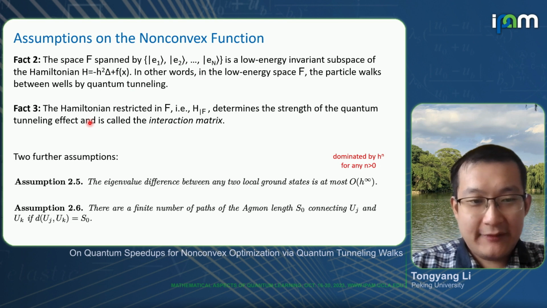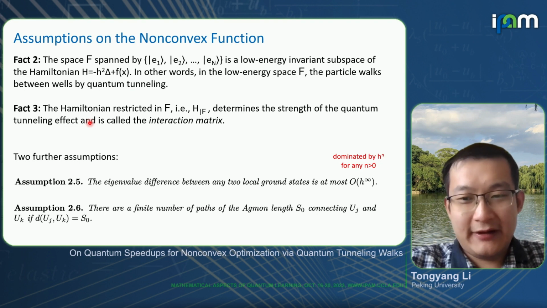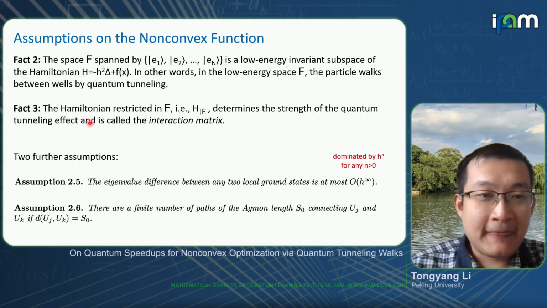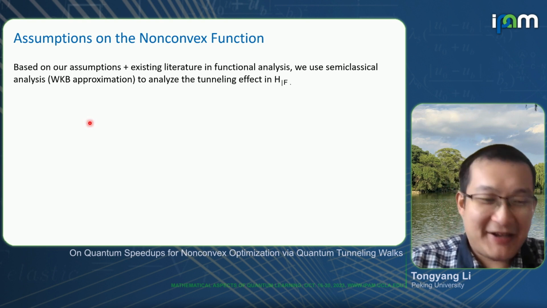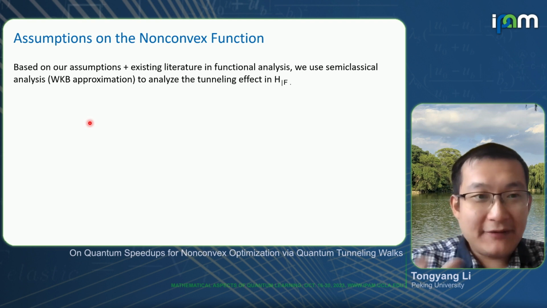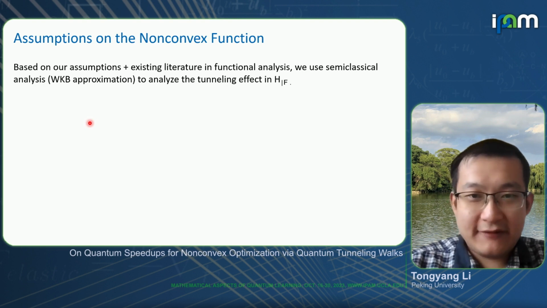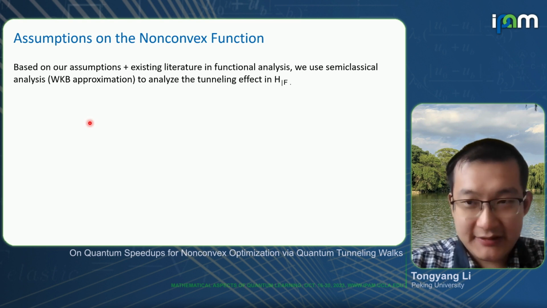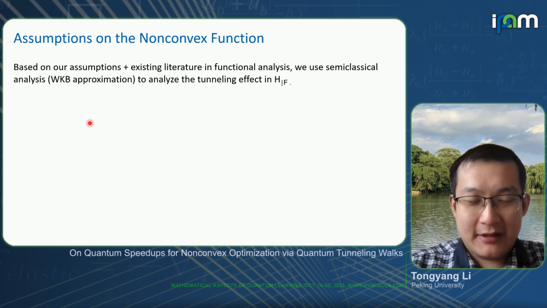Okay, and we also have the assumption that there are a finite number of paths of the Ackermann length connecting each pair of the local minima here. I'm not sure if this is a little bit dry, and we do have assumptions and description here. But I have to say that, in terms of the applied math here, we use functional analysis and mathematical physics. Especially this semi-classical analysis is really a little bit heavy here, and we took a look into previous literature on functional analysis, especially on Schrodinger's operators.